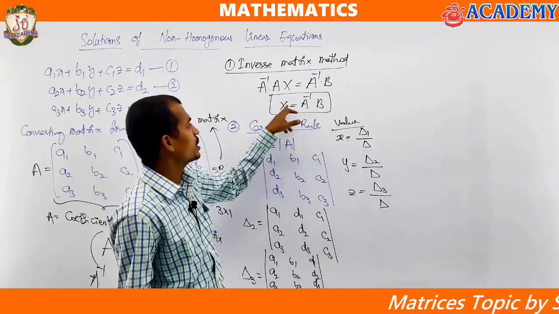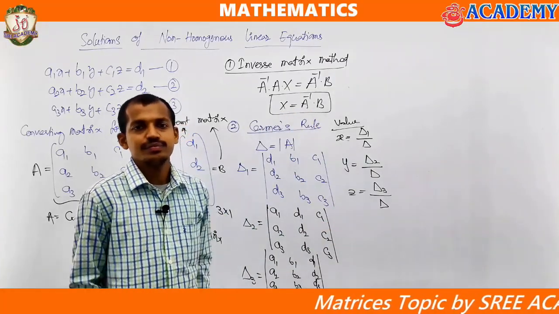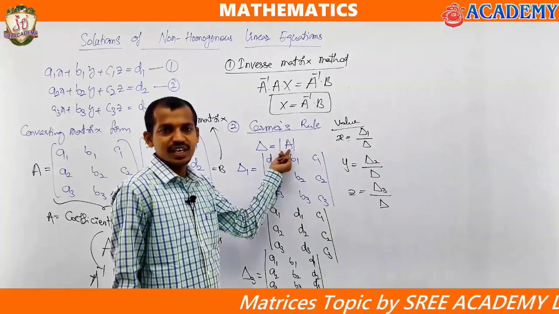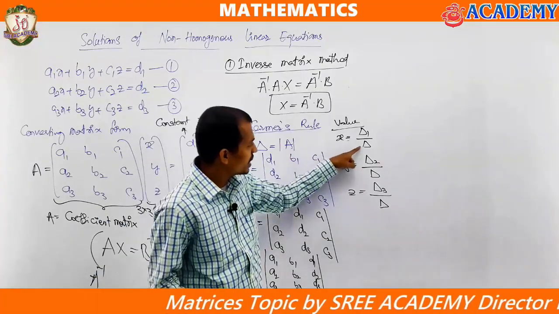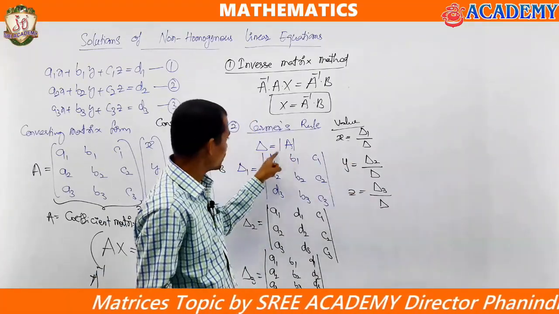If A inverse does not exist, can we then find the X value? No. Here also we find the determinant of A. The determinant comes, and indirectly there is delta in the denominator. Delta is nothing but the determinant of A.